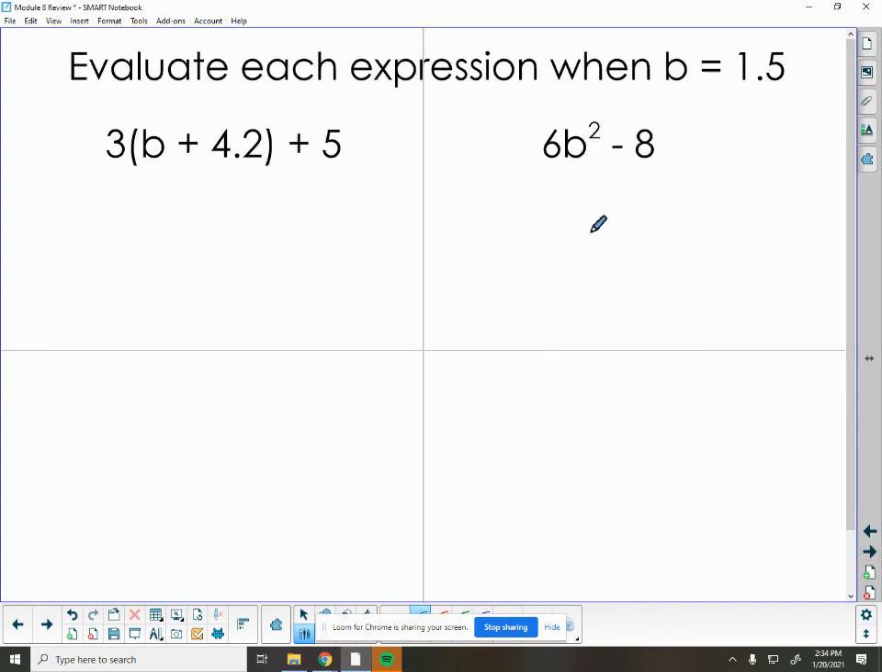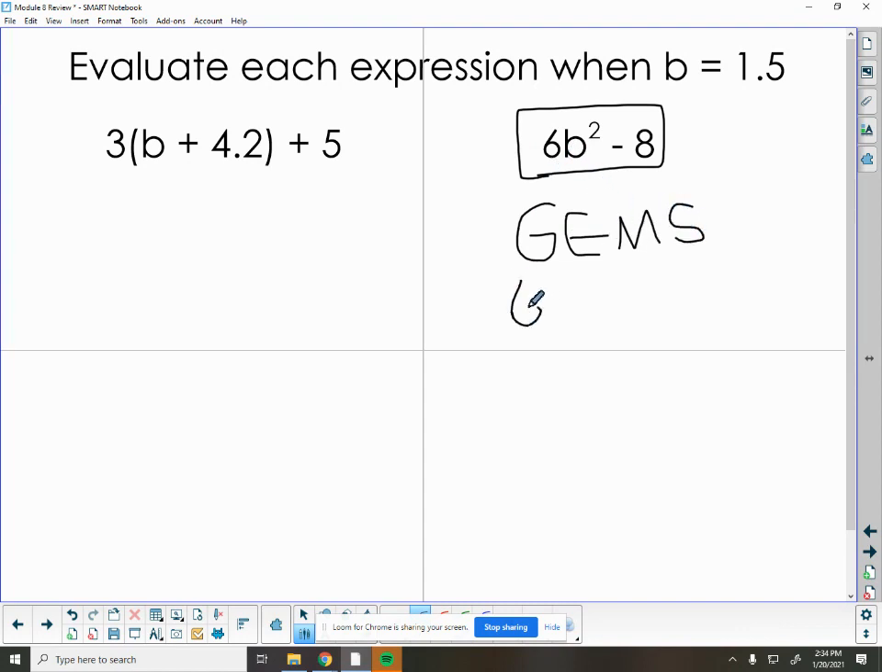All right. And the other one that I made a mistake on was another silly thing here. So I am going to follow my gems. And so I have 6 times 1.5 is b. B is squared minus 8. So we don't have any groups, but I do have this exponent, 1.5 times 1.5 here. So 5 times 5 is 25. 5 times 1 is 5, 6, 7. Then we have a placeholder and cross that off.